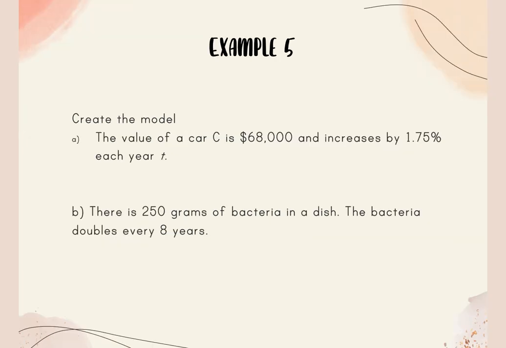So these examples are just to set up the model. A says the value of a car is $68,000 and increases by 1.75% each year. So is this growth? Or, okay, increase or decrease? This is increase. So we're going to do $68,000 times 1 plus the decimal form of that percent, which would be what?